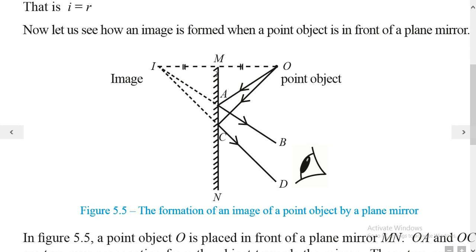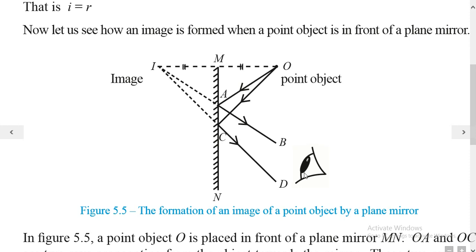I will explain it. MN is the plane mirror. This point O is an object. We identify the object as point O, and I means the image. OA and OC are the incident rays. Two incident rays are used to draw this diagram. Then AB and CD are the reflected rays. When these incident rays fall on the mirror, after reflection they travel this way.